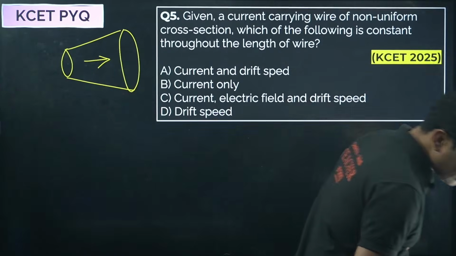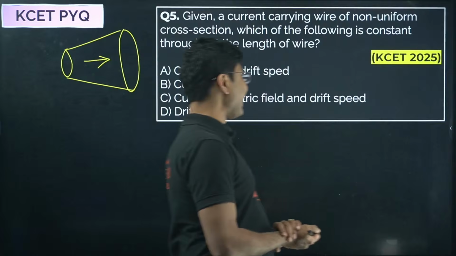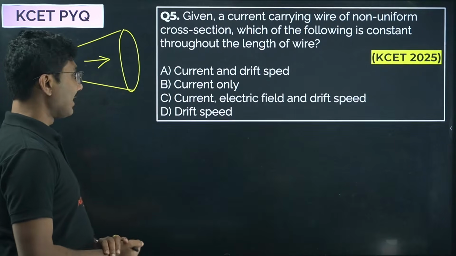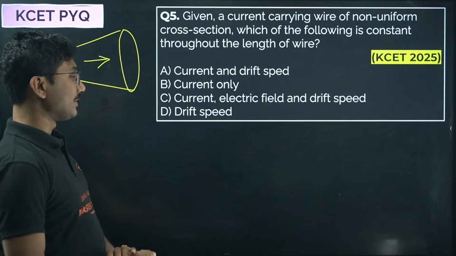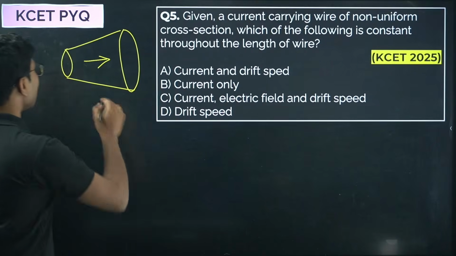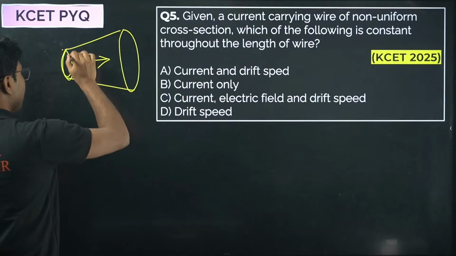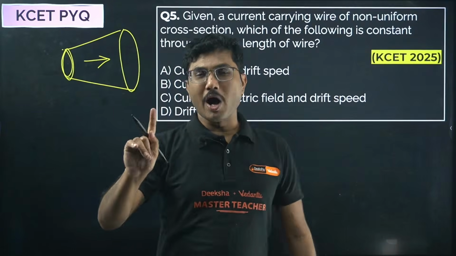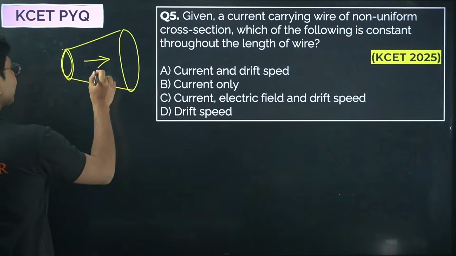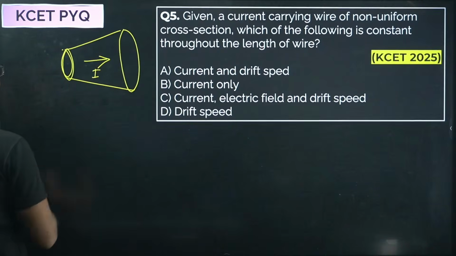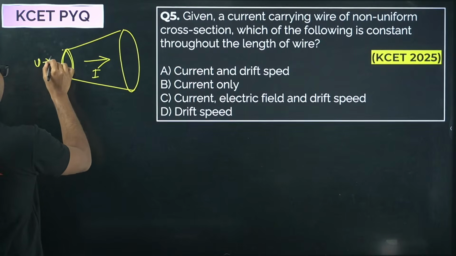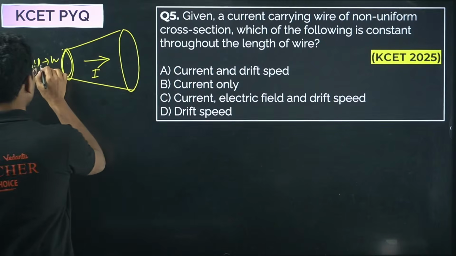Answer this. A sword is saying option C. Let's see. Current, electric field, and drift velocity. So remember that this is a non-uniform conductor. If the conductor is not uniform, only one thing is constant, that is current. Current is constant. Drift velocity is high over here, and drift velocity is low over there.